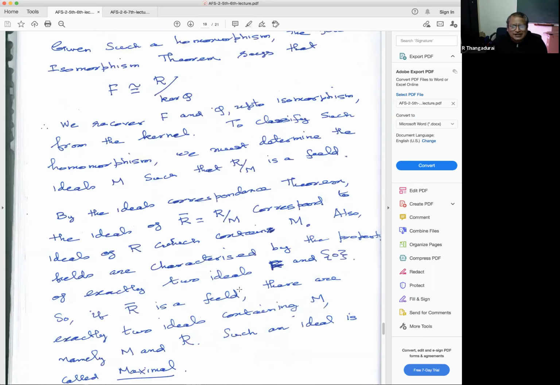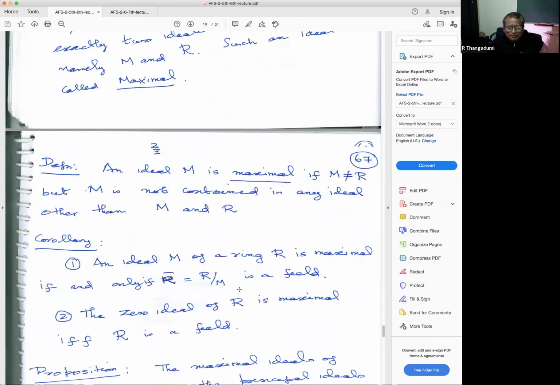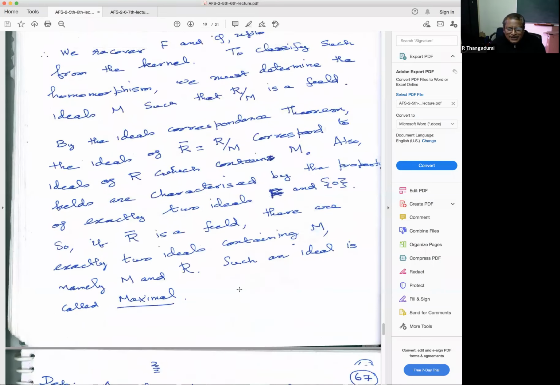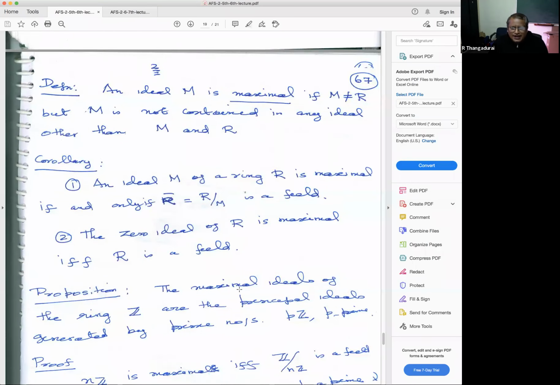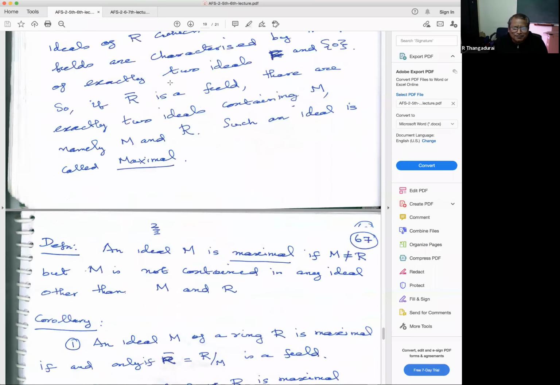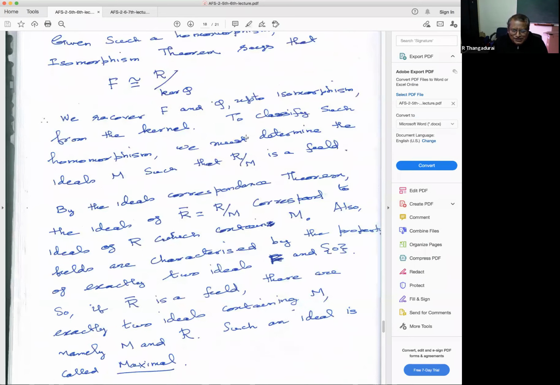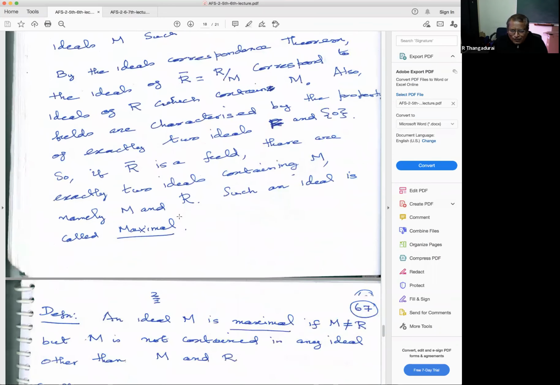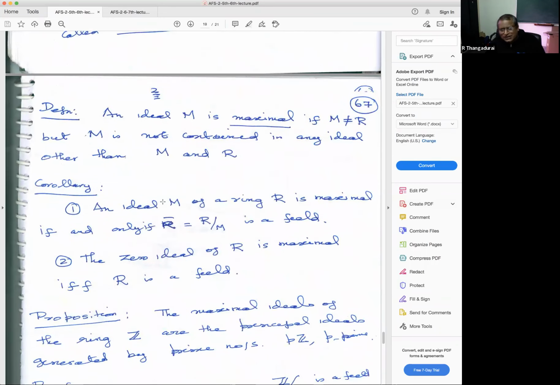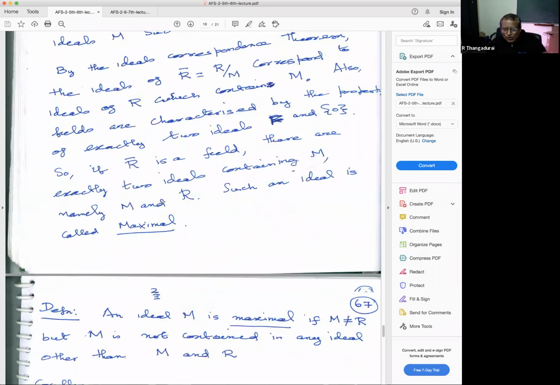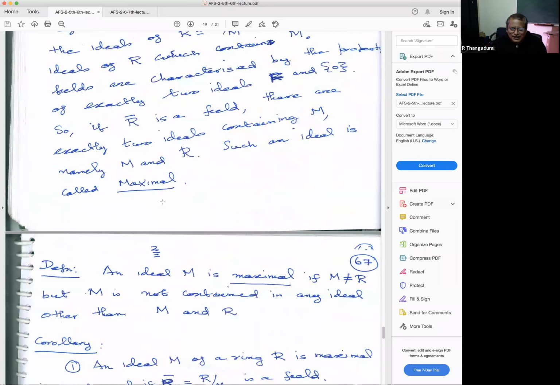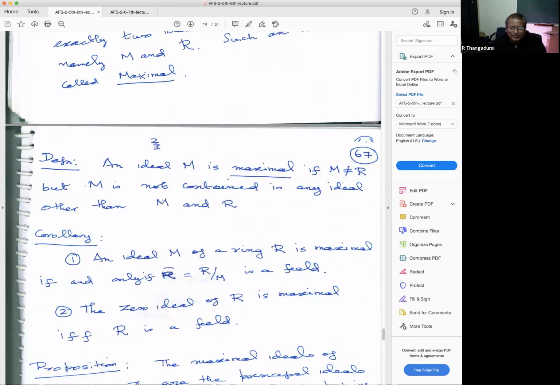Okay, whatever the previous discussion, I'm just writing it as a corollary. An ideal M of a ring R is maximal if and only if R mod M is a field. This is what we get from the previous page, the discussion. Of course, many other books prove it in a different way. Here, they have proved it using the ideal correspondence theorem, okay? The quotient ring and the ring R.